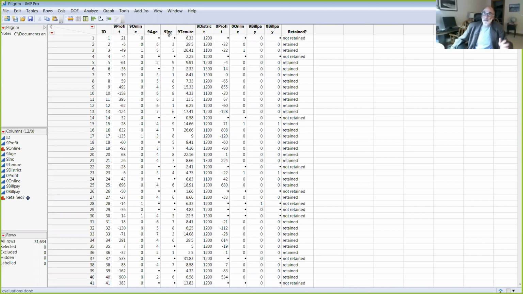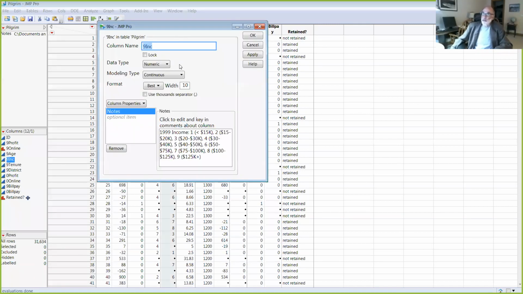We're missing income, 1999. Income is actually, if you look at the column information, in categories. It's listed as a continuous variable showing income. The first category is less than 15,000, then 15 to 20, and so on. The ninth category is 125,000 plus. There is a choice here whether to put it in as a nominal or a continuous variable. And if you're building a regression model, you probably should explore that.